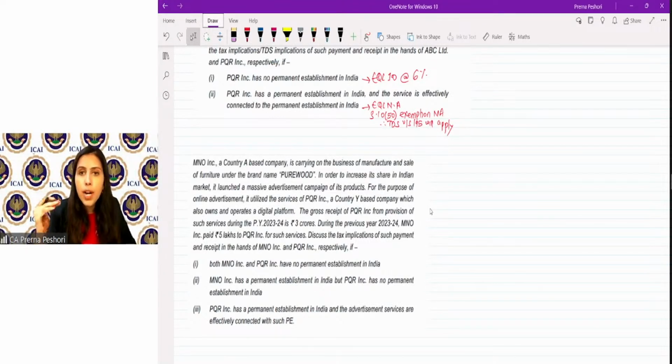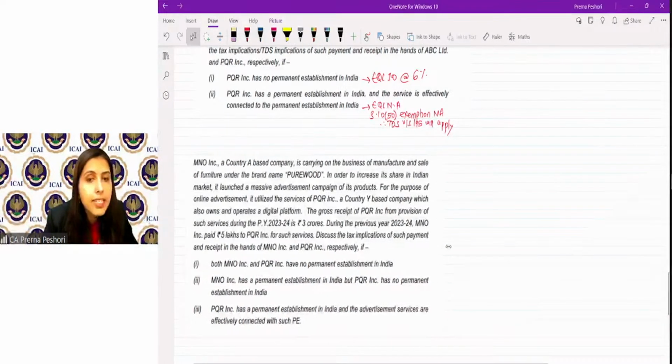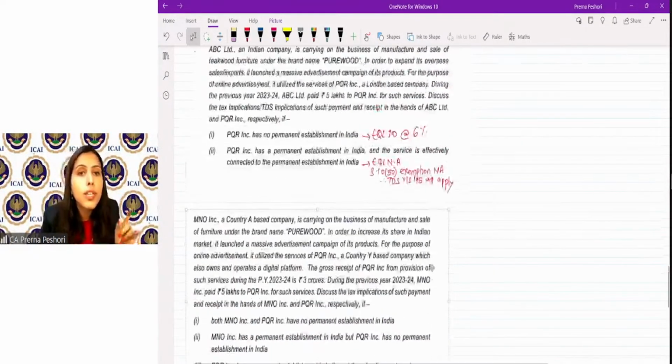So where PQR is the service provider, it does not have a PE, right? MNO is the service recipient. That also is a non-resident and that also does not have a PE. In that case, we cannot apply equalization levy 1.0 because the service recipient, if it is a non-resident, should have a PE for the applicability of equalization levy 1.0, right? So in that particular case, equalization levy 1.0 is not applicable.